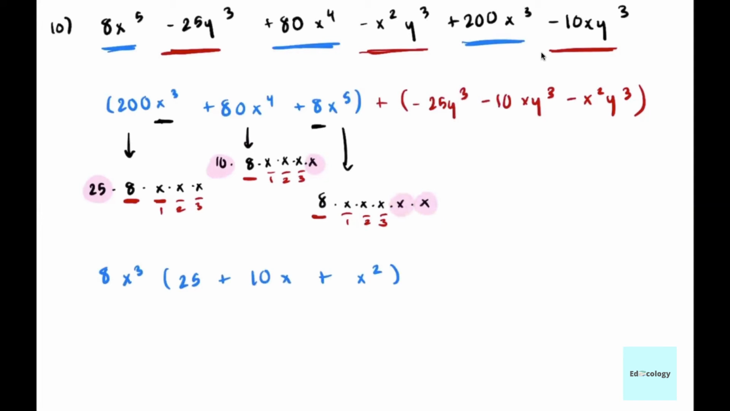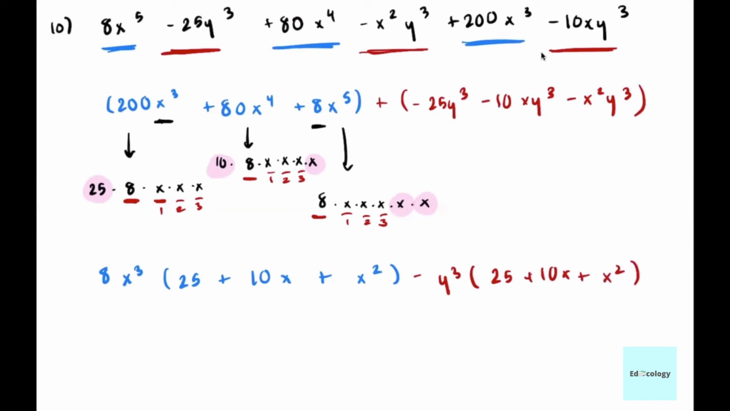Okay? Now for the second group, we will do the exact same thing. Again, focus on the signs. Here, they're all negative. So take the negative outside to make the signs similar to what we have here. So negative, in this case, we don't have any whole numbers as a greatest common factor. We only have y cubed as the greatest common factor. Then we have 25 plus 10x plus x squared. See here, they are the exact same.